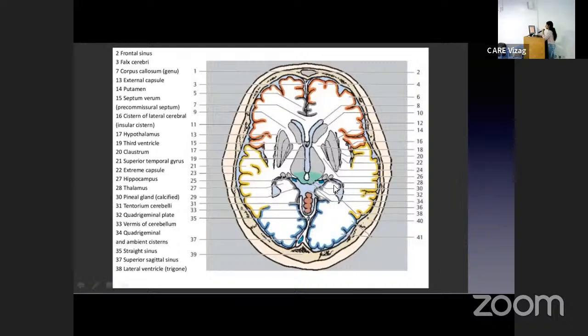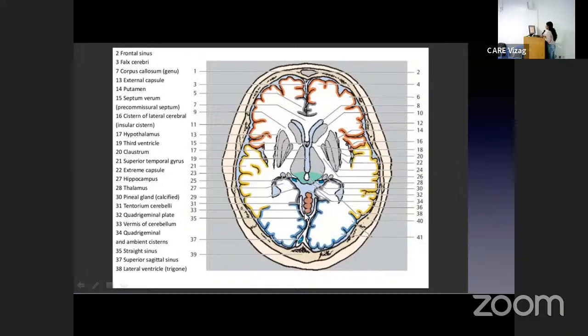Okay. So next is the gray matter structure. The gray matter structures which you're finding over here are the caudate nucleus, the thalamus, and the lentiform structure, which is the globus pallidus and the putamen. And here we have the internal capsule, the anterior limb, the posterior limb and the genu. And outside we have the external capsule.